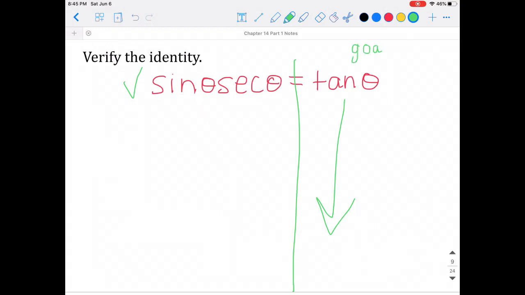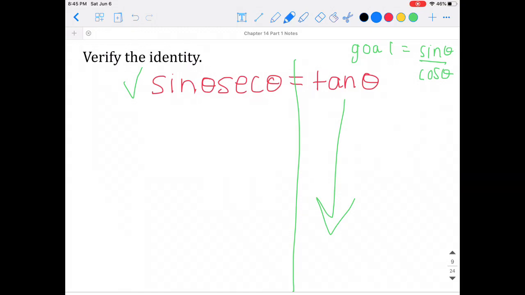So our goal here to verify this identity is that it's going to be equal to tangent of theta. But if you think about tangent of theta, that's also equal to sine of theta over cosine of theta. So that's what we need to get the left side of our equation to look like in order to verify. So we have sine of theta times secant of theta.